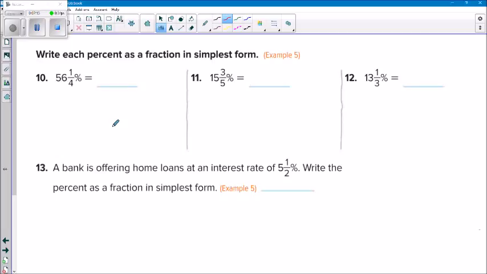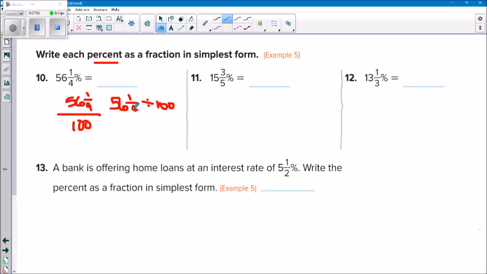Now we looked at how to turn mixed number percents back into fractions. So remember, the word percent means out of 100. So when you see 56 and 1/4%, and they ask you to make it a fraction in the simplest form, that means 56 and 1/4 out of 100. Which means 56 and 1/4 divided by 100.